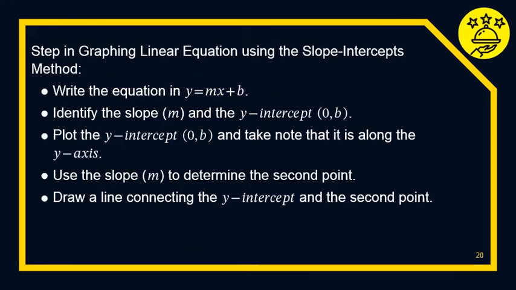Steps in graphing a linear equation using the slope-intercept method. First, write an equation in slope-intercept form, which is y equals mx plus b. Second, identify the slope, or m, and the y-intercept, which is (0, b). Third, plot the y-intercept (0, b), and take note that it is along the y-axis. Fourth, use the slope, or m, to determine the second point. And last, draw a line connecting the y-intercept and the second point.